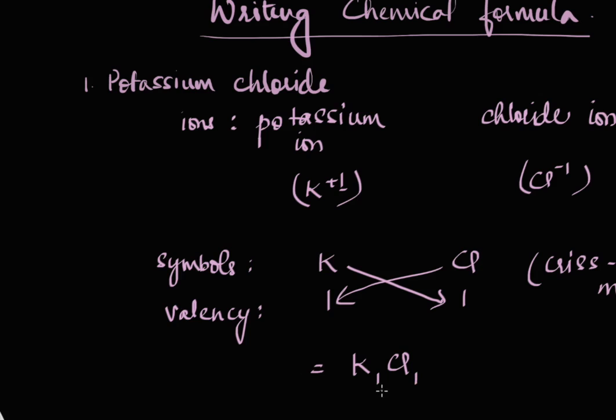Usually, if the number is 1 at the bottom, we do not tend to write that number. Just writing the symbol indicates that there is 1 atom of potassium and 1 atom of chlorine. So KCl is the chemical formula for potassium chloride.